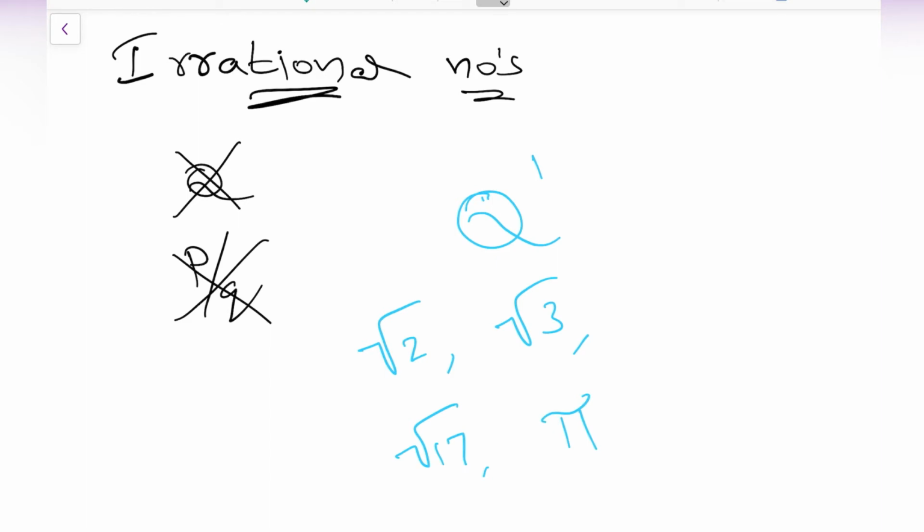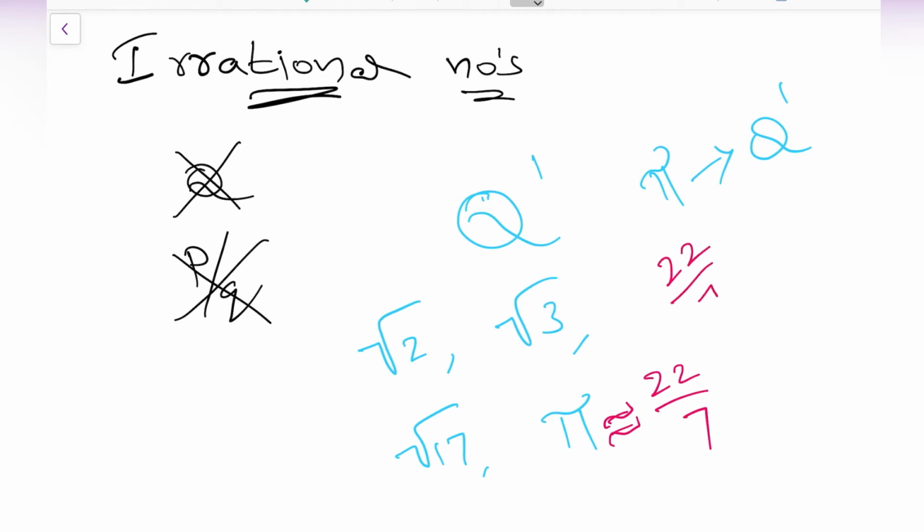Most of the people are confused with this one. The value of pi is given as 22 by 7, but this is not the exact value. This is just an approximate value. The approximate value of pi is 22 by 7. So in the exams, if they ask what is pi, it is always an irrational number only. Then if they ask what is 22 by 7, 22 by 7 is always a rational number. Keep this in mind.